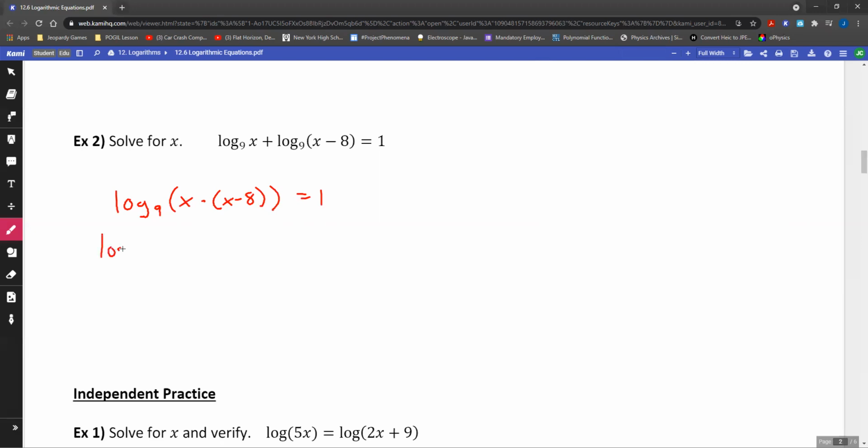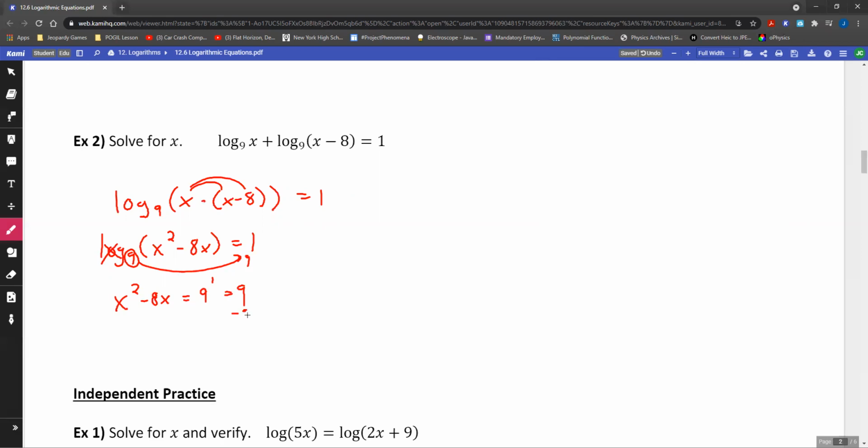Let me just simplify this a little bit. So x times x minus 8 means I'm distributing this x to both terms. So this is x squared minus 8x equals 1. Now I want to rewrite this. I can't really do anything else, so let me move the 9 over, drop the log. So that becomes x squared minus 8x equals 9 to the 1, which is just equal to 9.